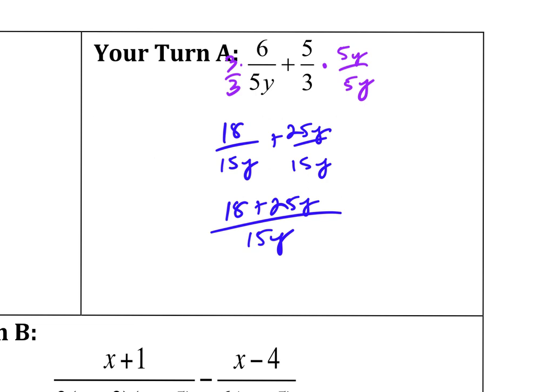All right, so I noticed that to get a common denominator, I needed to multiply by 3 over 3 with my fraction on the left, and by 5y over 5y with my fraction on the right. When I did that, we got 18 over 15y, and then 25y over 15y, which allowed me to add my numerators together. And then once again, unfortunately, this 18 plus 25y did not factor. And since it doesn't factor, I have no common factors to cancel out. So 18 plus 25y over 15y would be my final answer.